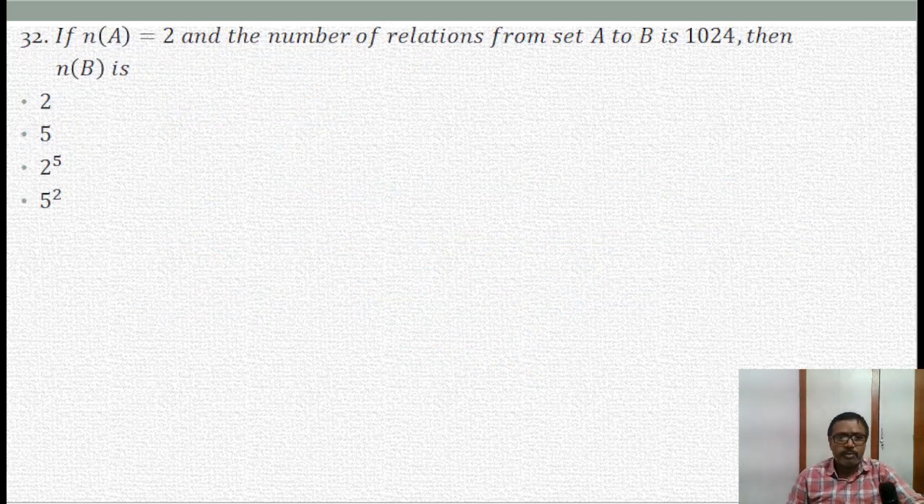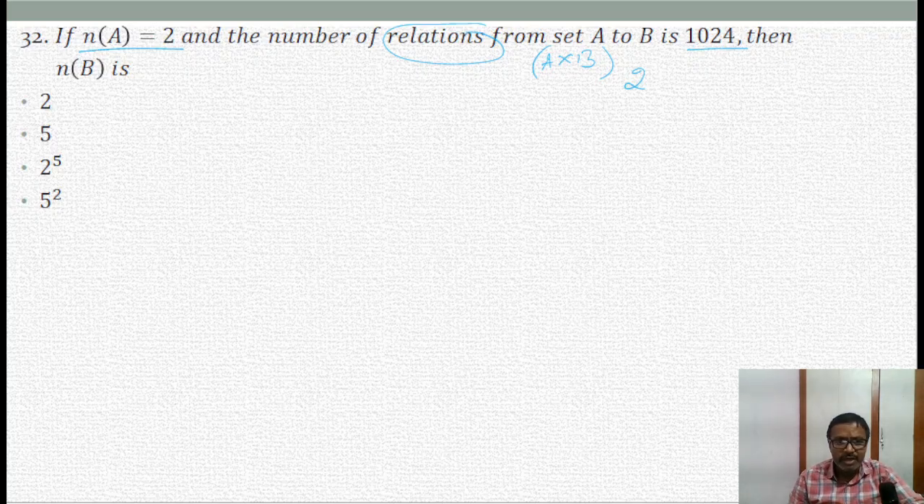Let us move on to the next one. So next question. It is again a Hans subset, very easy question. Look at the question, how easy it is. What is given? N of A is given. N of A is 2, and the number of relations from A to B, that is 2 to the power n value, is given. Number of relations means we are talking about subsets of A cross B. Yes, subsets of A cross B.